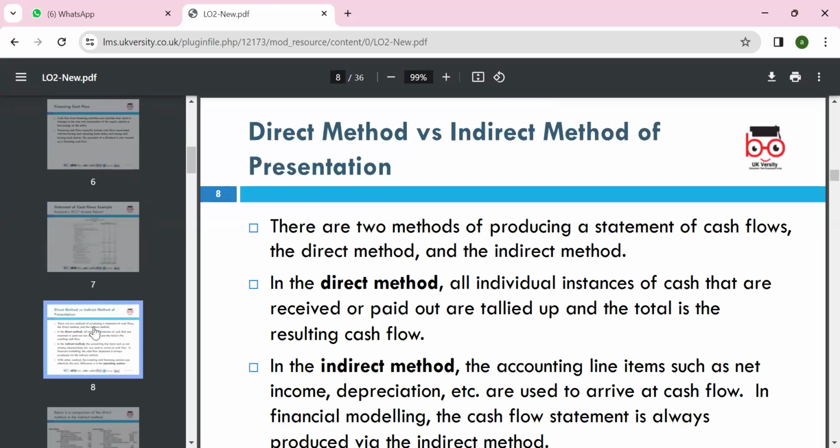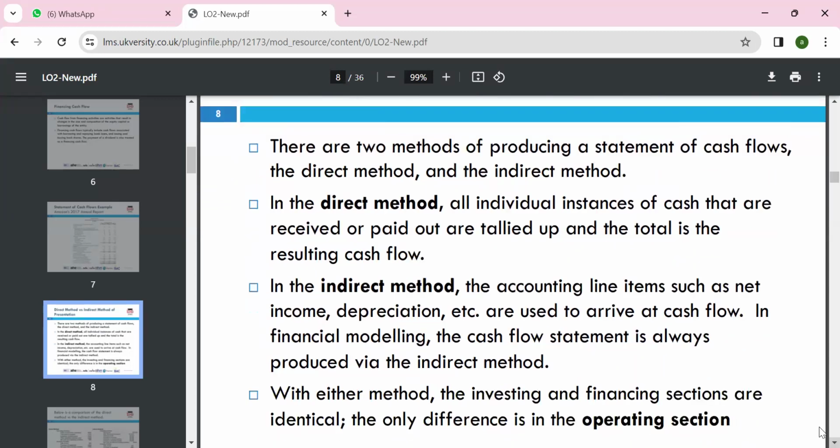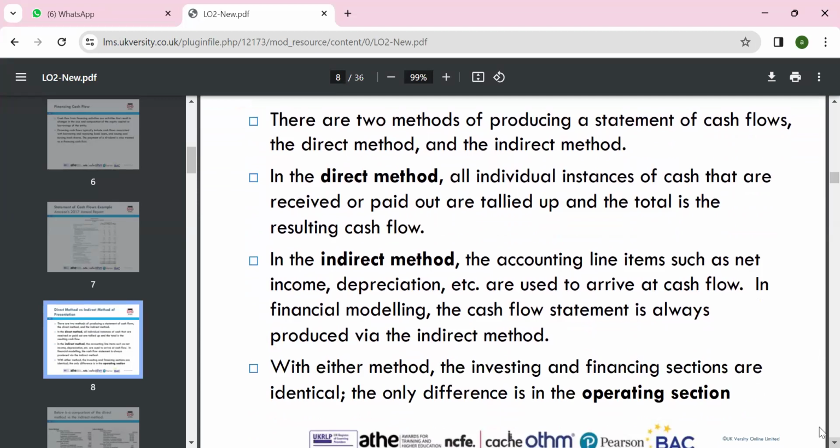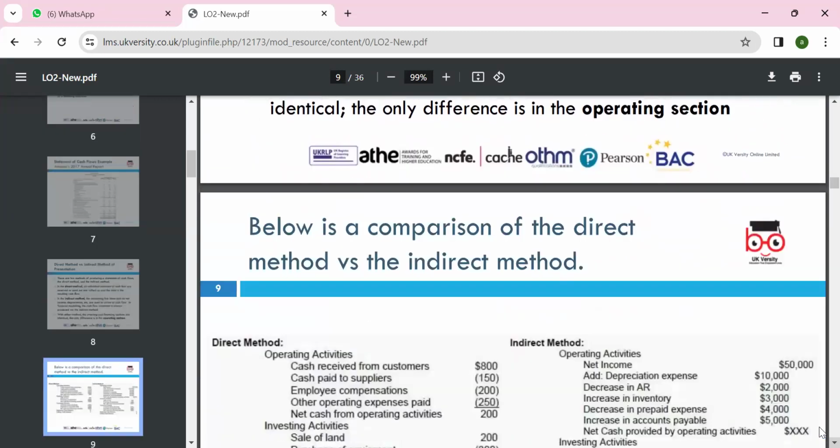Okay, so there are two methods of producing cash flow, direct and indirect method, as we mentioned. In the direct method, individual cash received or paid is piled up, resulting in the total cash flow. In the indirect method, we use the change in the value of current and non-current assets and liabilities to see what happened during the operation.